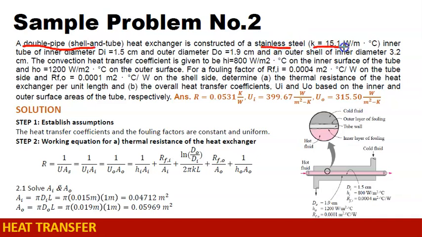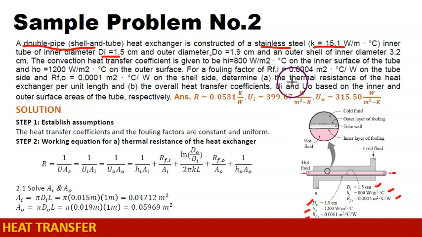The thermal conductivity is given, and the inner and outer diameter of the steel is also given as 1.5 cm and 1.9 cm, as you can see in the diagram. So this is a hollow tube with outer diameter of 1.9 cm and inner diameter of 1.5 cm. The inner surface and the outer surface convection heat transfer coefficients for this steel are also given, as well as the fouling factor for the inner and outer part of the tube of the shell.